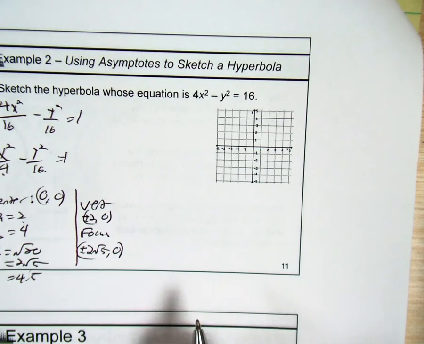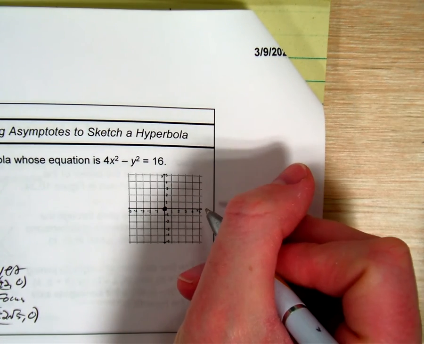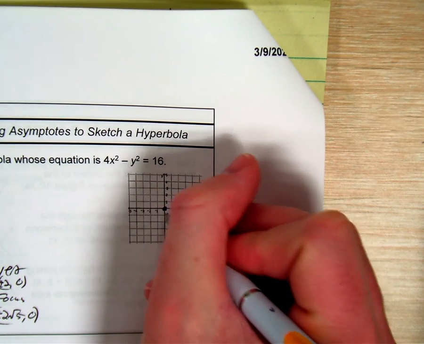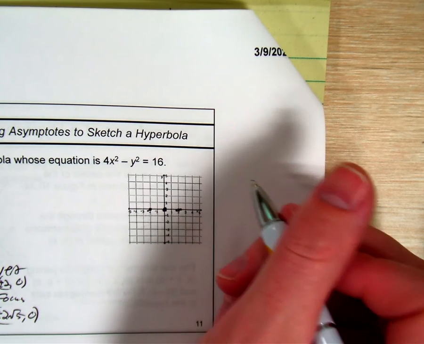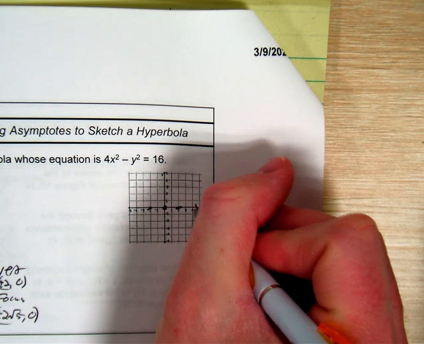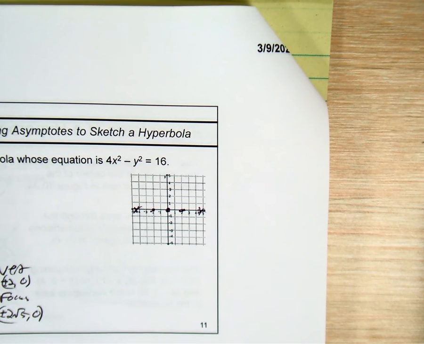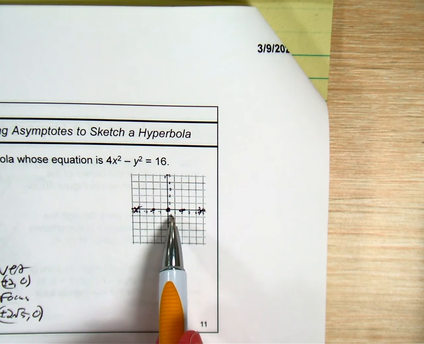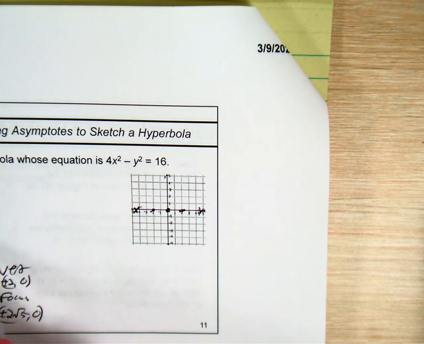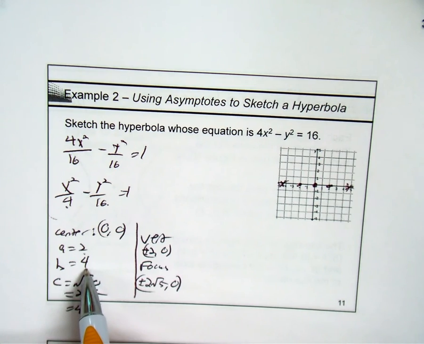Let's get all this information on the graph and let's see where we're at. So my center is 0, 0. Vertices are at plus or minus 2, 0. And then my focus points are at plus or minus 2 radical 5. That's about 4.5 we said. Now this could be helpful here, is putting in our covertices, which are going to be 4 up and down from the center.